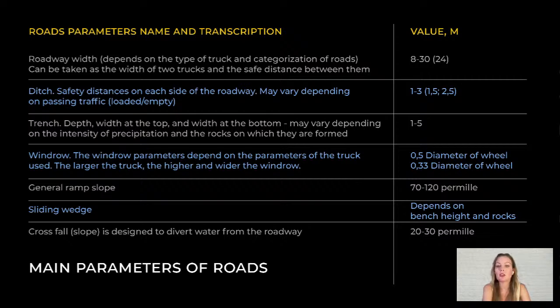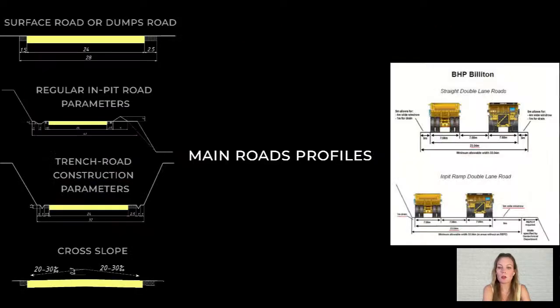So we also need to consider the prism of possible collapse, or sliding wedge. This ensures that no mining elements are placed within the potential collapse zone, which depends on the height of the ledge and the underlying rock. Lastly, the transverse slope of the roadway helps water flow off the road into the gutters. Other parameters can also come into play, like power lines on transport berms. So next, let's talk about road profiles and different types you might encounter.